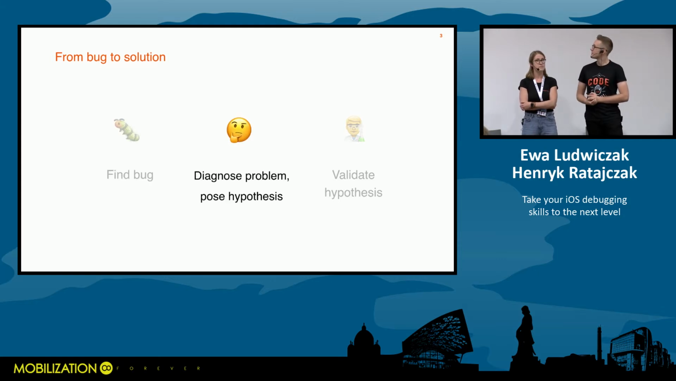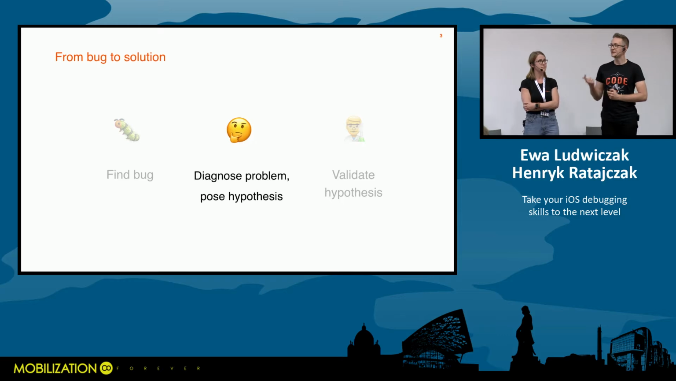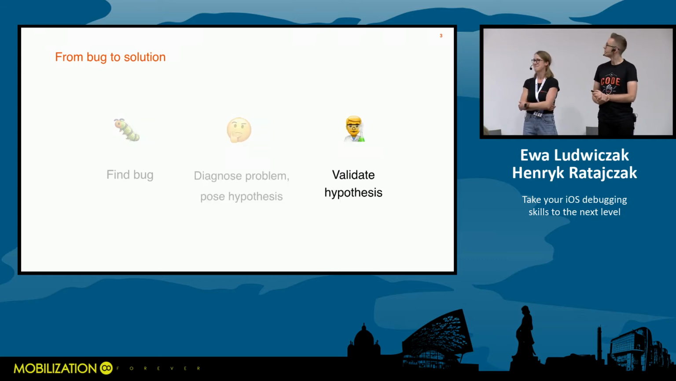The second step is diagnosing the problem. That is, isolating the source of the error, finding as much information about it as you can, and finally, posing a hypothesis, what went wrong, and how to fix it. And then finally, in step 3, if you're pretty sure what the problem is, you have to validate your hypothesis in as efficient a way as you can.